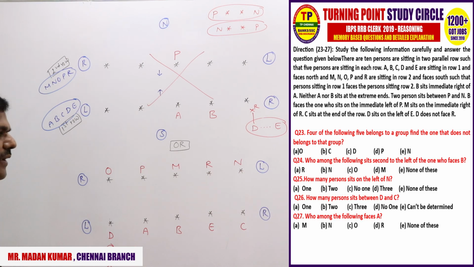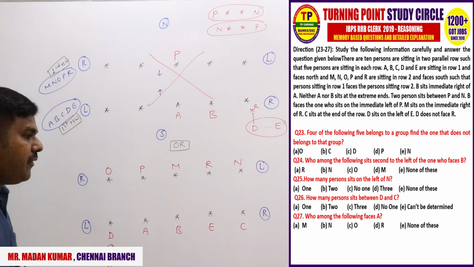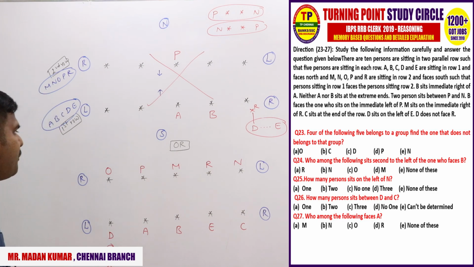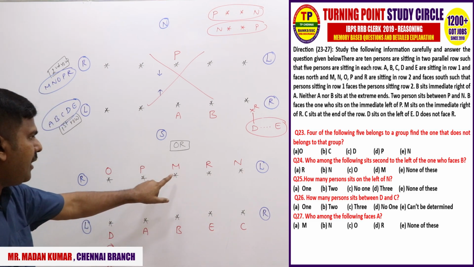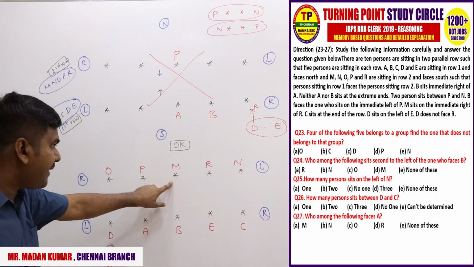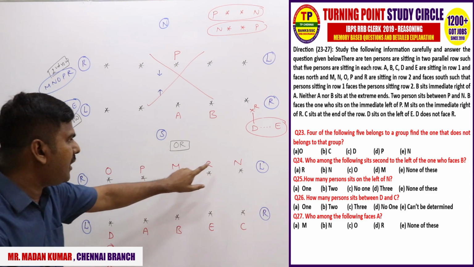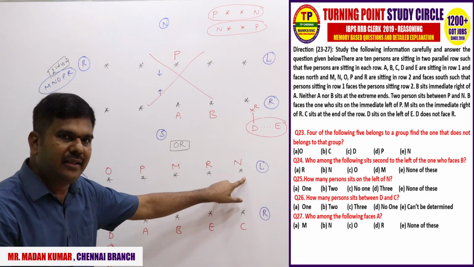Who among the following sits second to the left of the one who faces B? Now who is facing B? M, right? So who is second to the left of M? N. N is the answer.